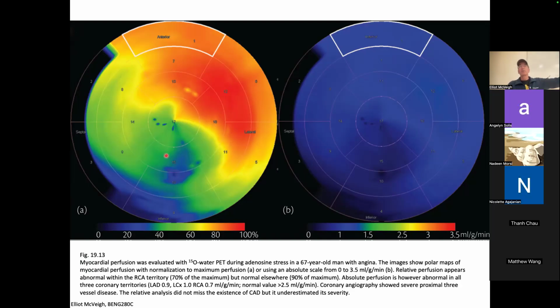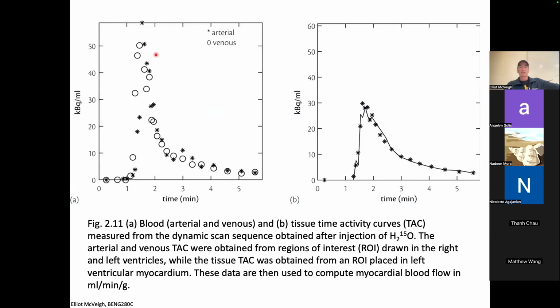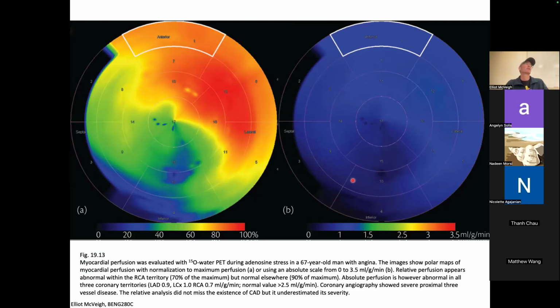Now we take the input function from the left ventricle of the O-15, which is this, right? And we use that and this function to determine what is the actual flow in absolute units to the myocardium at each place. And this, for this patient, is the map that comes out of this. You can see some of the features are here, obviously.